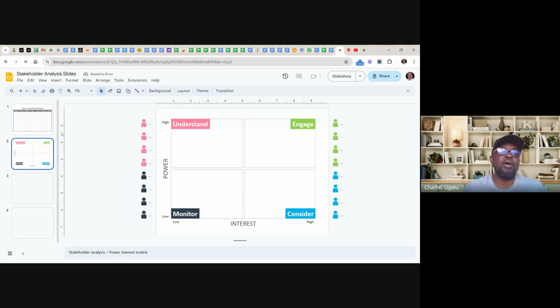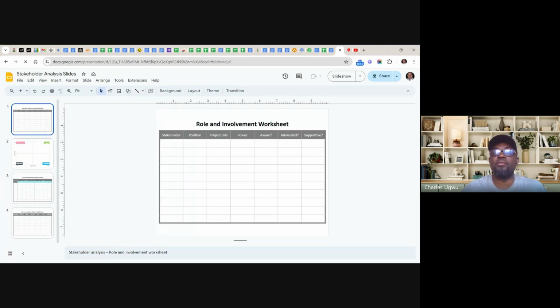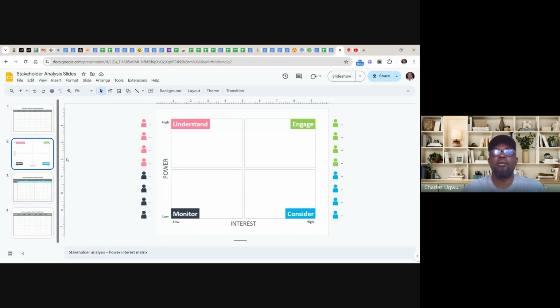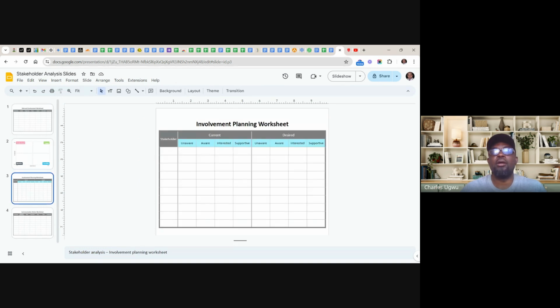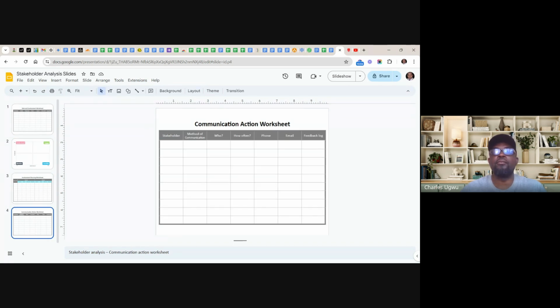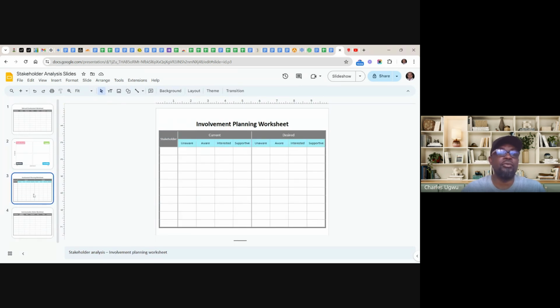In the slide, we'll have it here. This is the role and involvement worksheet. But in the slide, we'll have another document attached to it called the stakeholder power grid. This is what we call the stakeholder power grid. And then this is the involvement planning worksheet. And this is the communication action worksheet. So you can use any of them. Which one is better for you to use?